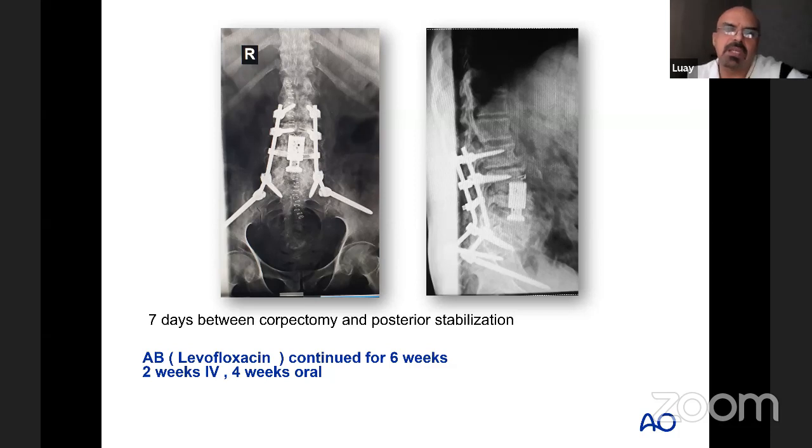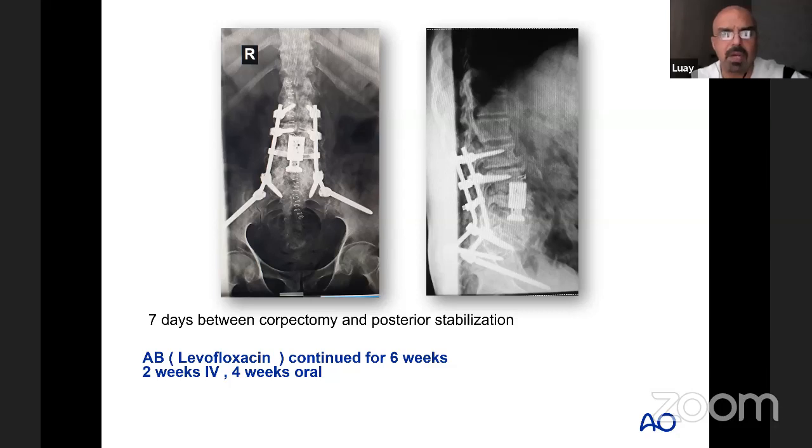Then I flipped the patient to a prone position and did a posterior transpedicular fixation from L2 to the iliac bone with posterior fusion too. For the antibiotic protocol I used levofloxacin, which was continued for 6 weeks: 2 weeks IV and 4 weeks orally.